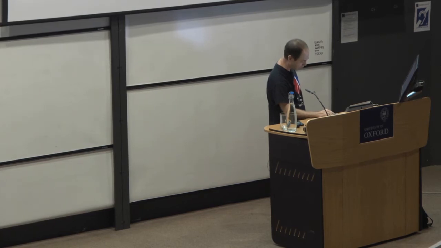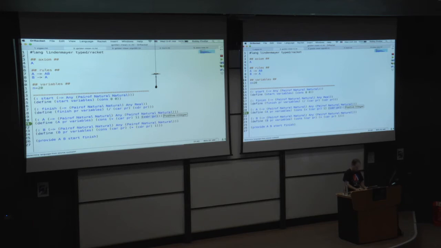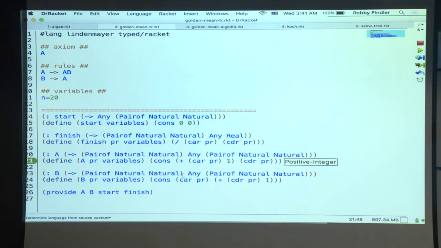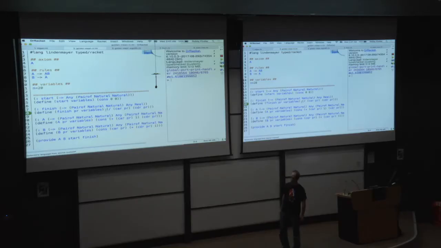And so you see what happens here is we start out with a pair of 0 and 0, and then if we encounter an A, we add 1 to the car position but leave the cdr alone, and the opposite for B, so we're just tracking the number of A's and B's. And then at the end, we take the ratio between them, and if I run this program, we get some debugging code, because I was fixing a bug in Dr. Racket last night. And an approximation to the golden mean.